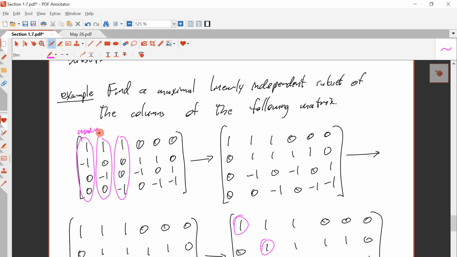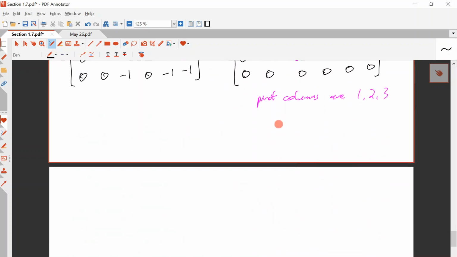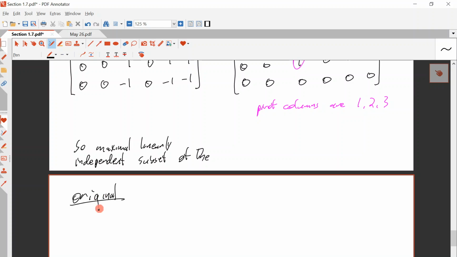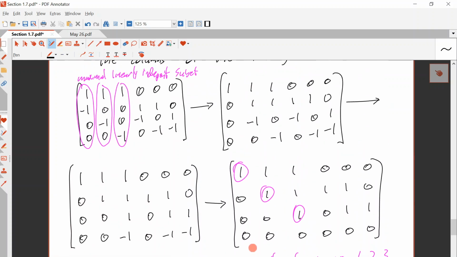So maximal linearly independent subset. Okay, so there it is. So my maximal linearly independent subset of the original column vectors are, well, those right there.